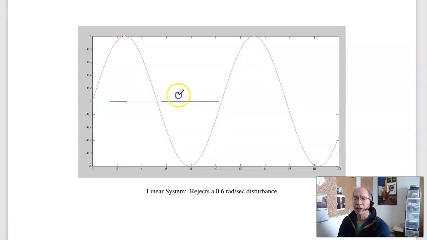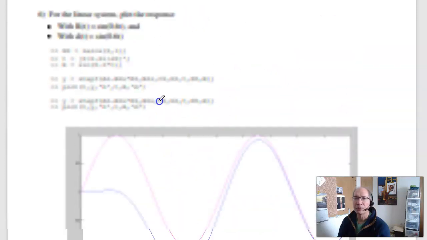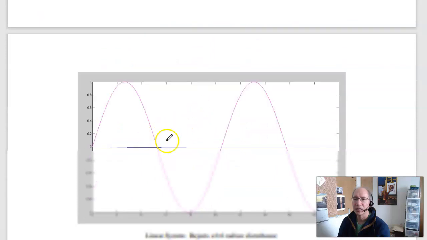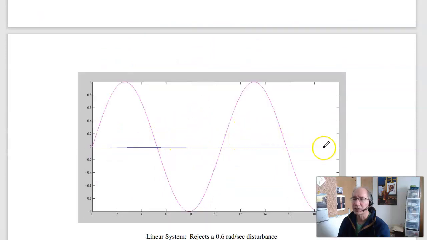If I have the disturbance, make the B matrix with respect to U. Here, this is the disturbance. If my disturbance is at 0.6 radians per second, the output goes to 0. It still tracks the set point, R equals 0 in this case, and rejects the disturbance.